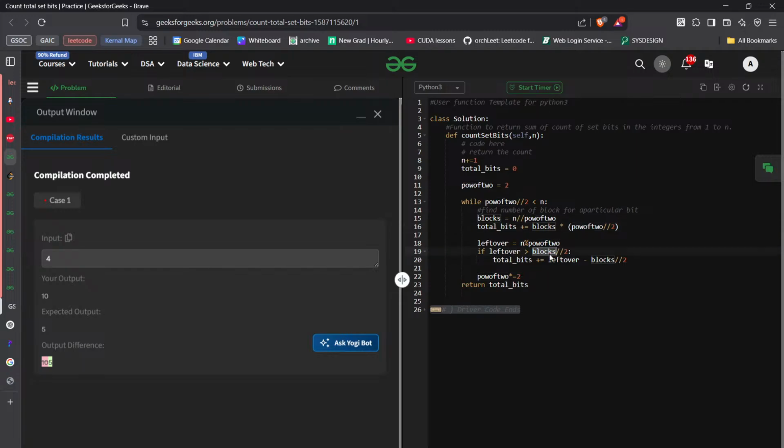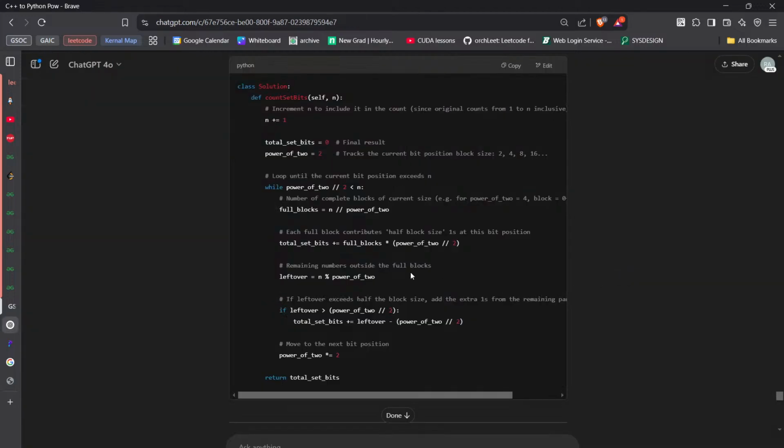Oh, I did blocks divided by 2. Left over is greater than blocks. Blocks don't matter, right? Power of 2. Power of 2 was the size of block. Sorry. Power of 2 divided by 2. Total bits plus left over minus power of 2 divided by 2.